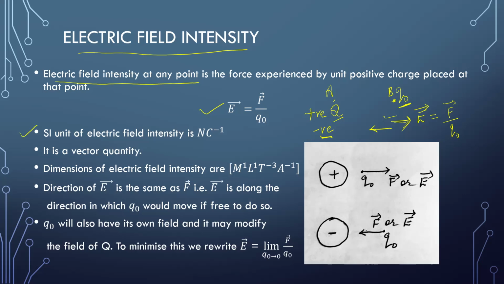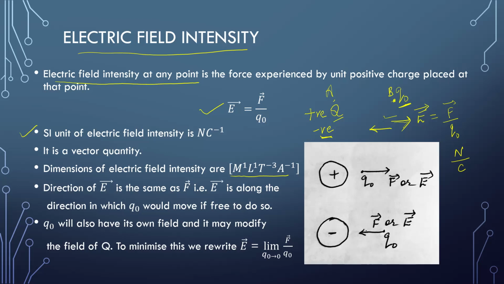Have you understood this? And what will be the unit of electric field intensity? We know that force is measured in Newton and the charge is measured in Coulomb. So the SI unit of electric field intensity will be Newton per Coulomb, right? Dimensions of electric field intensity I will show you in my next slide. Just now I'll work it out and show you how we get these particular dimensions.